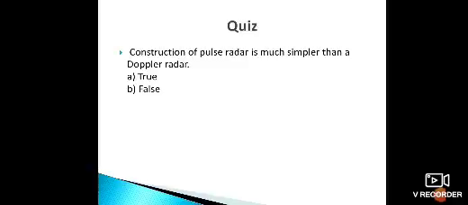Okay. So construction of pulsar radars is much simpler than a Doppler radar. Is it true or false? It is false. Why? Because the pulsar radar is the first type of radar and the first introduced radar only. So it is very simple to understand, it is very simple in operation, and for these reasons it is very simple to use also. That's why it is simpler than the Doppler radar. It is false.